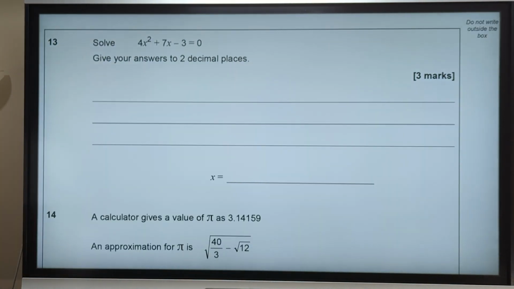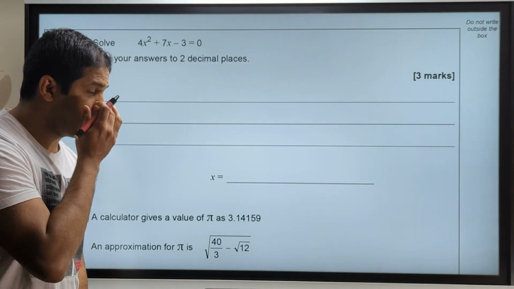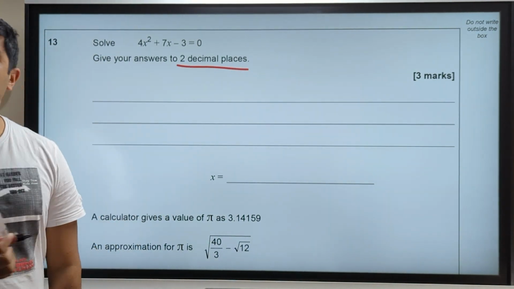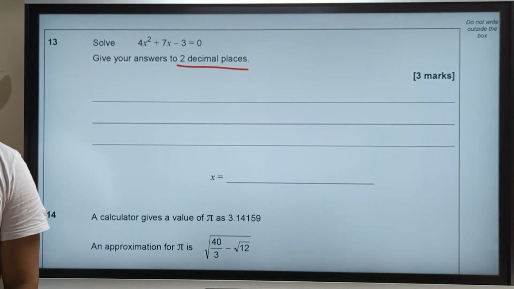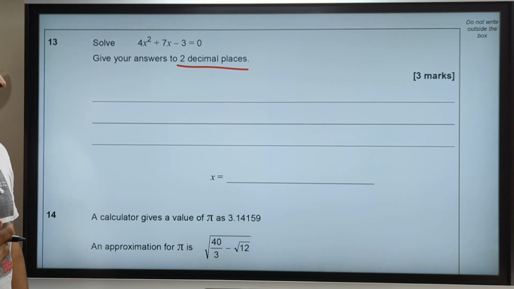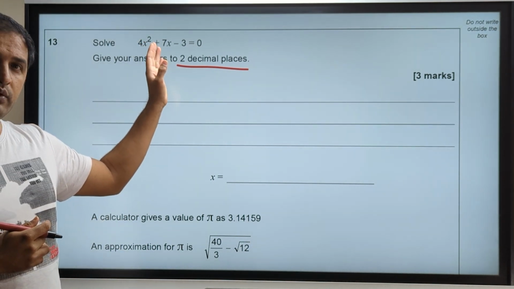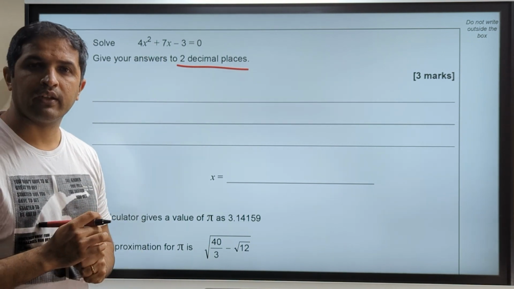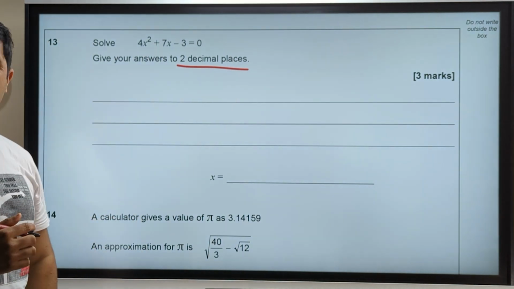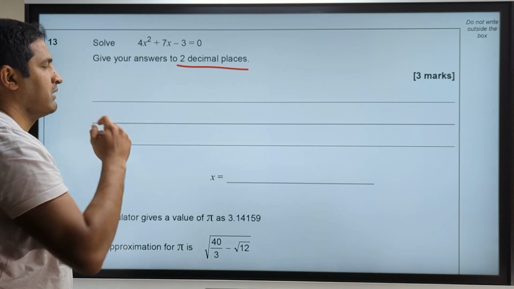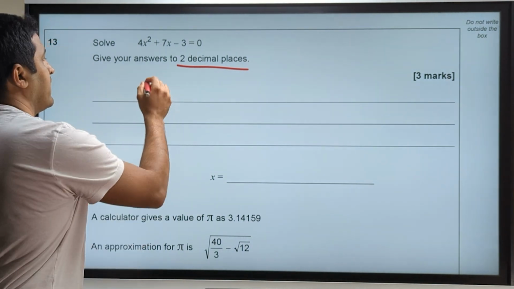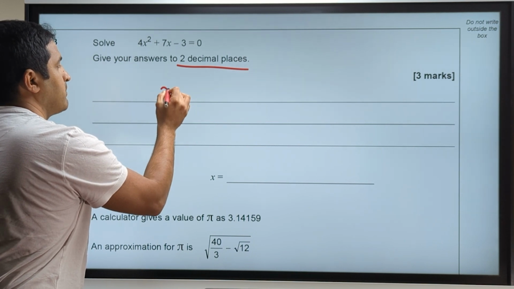Solve this equation, give your answer to 2 decimal places. Now we can use two different things here. If you're asked to write your answer to 2 decimal places, I would generally use the quadratic formula or the completing the square method. Why? Because if you are answering at 2 decimal places, that's the best way of looking at it. You might not factorize it. I'm going to use the completing the square method here. Actually, that would be slightly tricky. So let's use the quadratic formula.